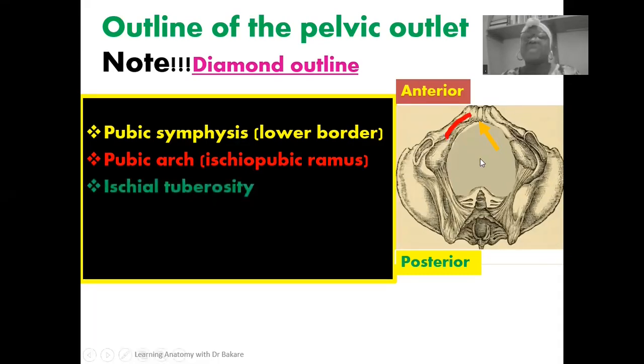Then the next structure that you see is the ischial tuberosity. This is the ischial tuberosity here.